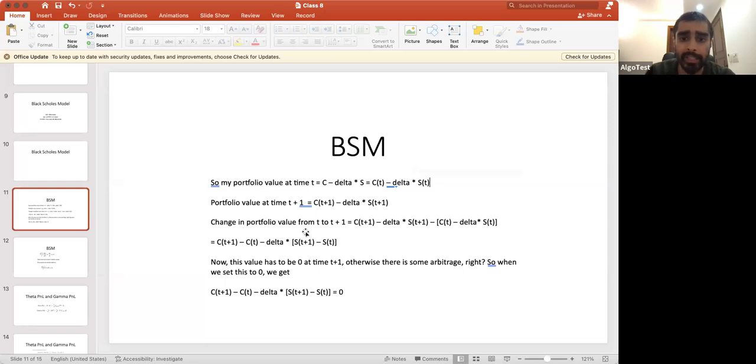And then my change in portfolio value from t to t plus 1 is what? Is just this minus this, right? This is my portfolio value at time t plus 1, and this is my portfolio value at time t. So I'm just subtracting. This is just arithmetic that's happening here. Like plus minus ho raha hai aur kuch nahi ho raha. You can actually just plug in numbers over here and reason about it that way also.